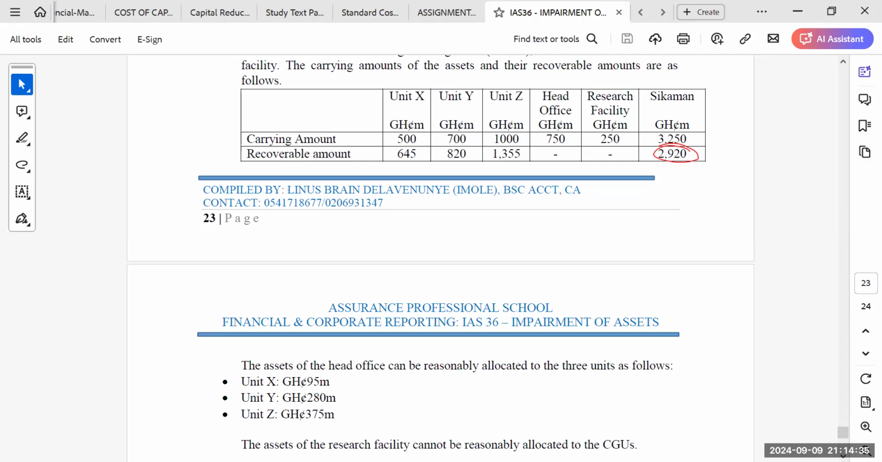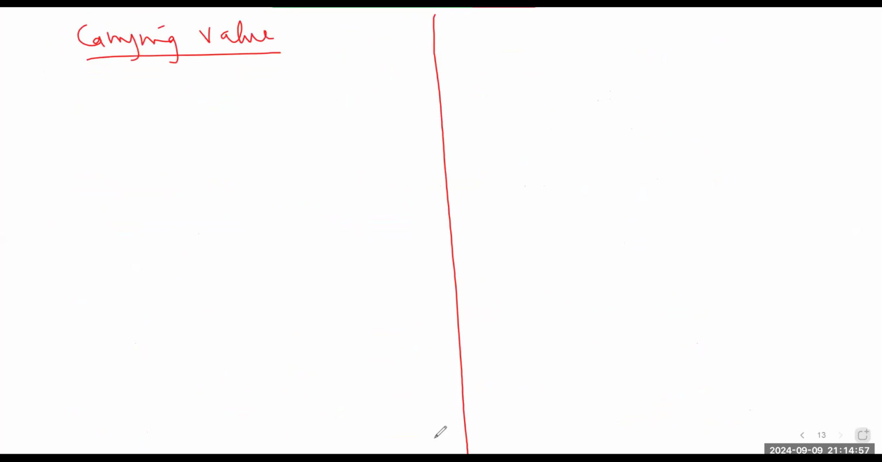2920. Okay. But you have to know that the group as a whole is made up of all the three CGUs plus the three corporate assets, isn't it? So we have to look at the carrying value of the group as a whole. So what we do is that you start with unit X. Let me be very simple with this one so that we don't have to do plenty.